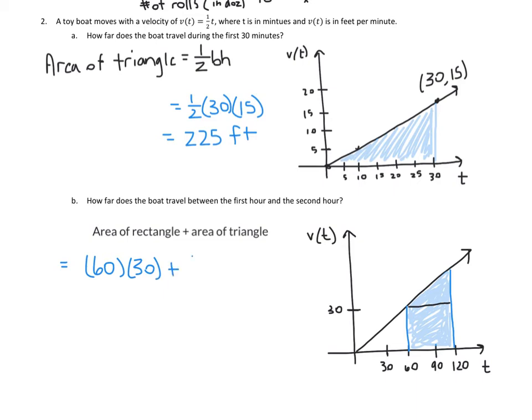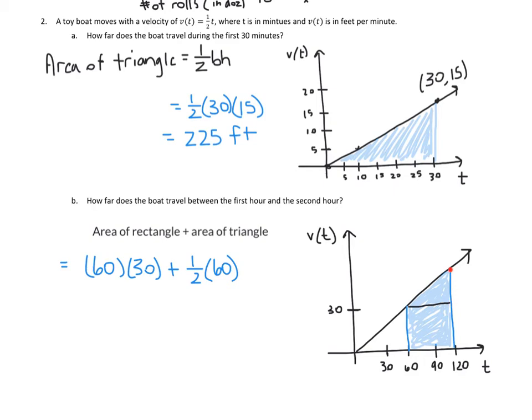The area of a triangle is 1/2 base times height. So we need to figure out what the base of the triangle is. Well, let's notice here that this distance, the base of the triangle, is the same as the base of the rectangle, from 60 to 120. So that is going to be a base of 60. And then times the height of the triangle. So the height of this triangle here is going to be from this point to this point. Well, we said that this point is 30 along the y-axis.